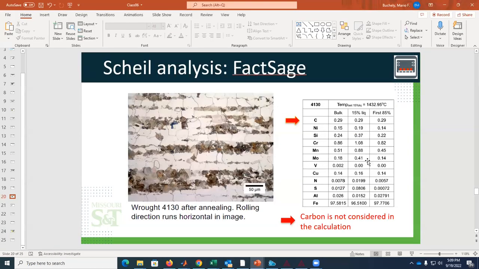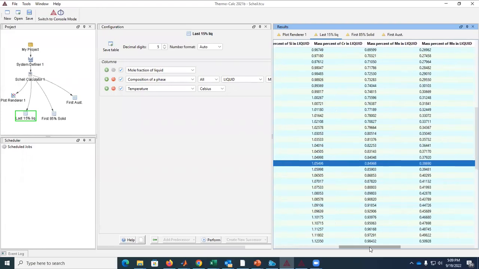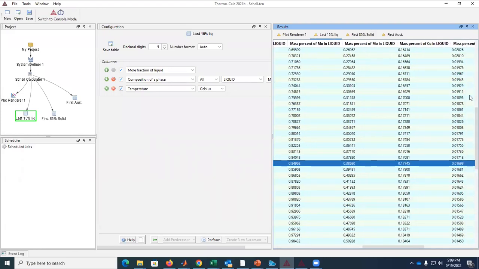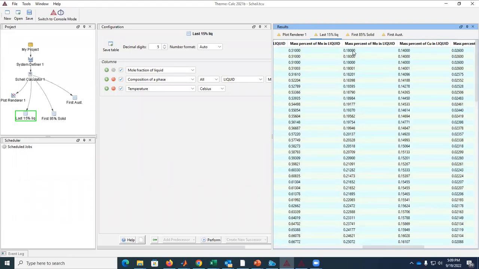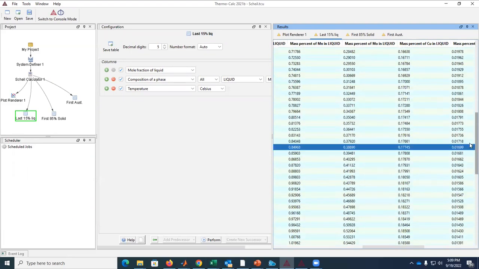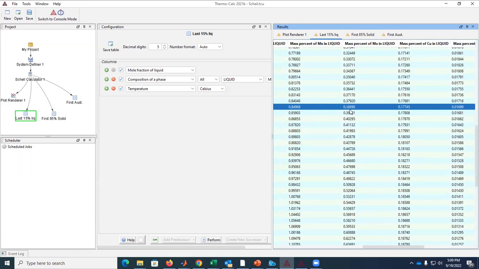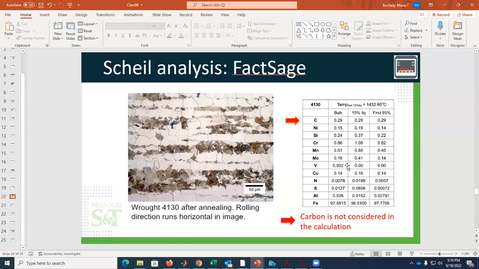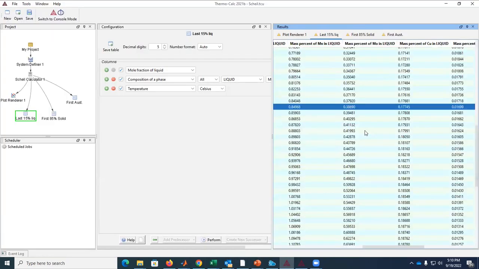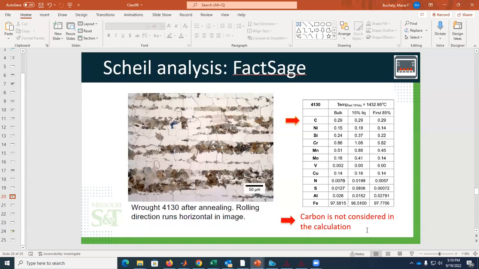Let's look at another segregated element, for example molybdenum, which segregates really badly, right? So it started at 0.18. If I check molybdenum in my table here, it started at 0.18 in 100% liquid, and in the last 15% of liquid my molybdenum goes to 0.38, 0.39, right? Which here is similar to my table, a little bit higher, calculated by FactSage, 0.41. So it segregates really high. That's kind of the worst element to segregate. So that's the same analysis that I can do for the different elements.